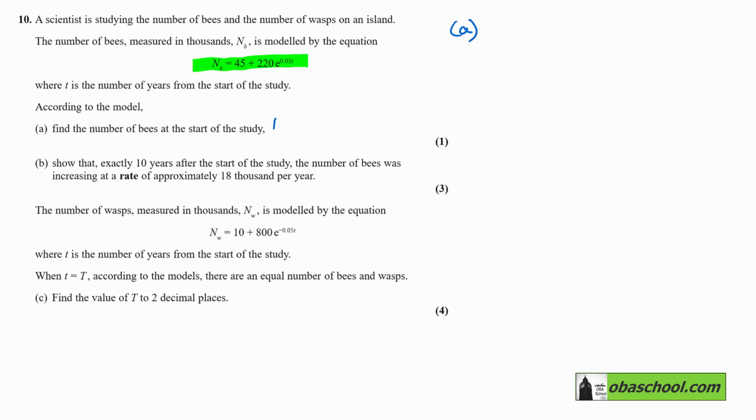Well, that's going to be when t is equal to 0. So NB would be equal to 45 plus 220 because e to the 0 is just 1. So that's 265. And remember, it's in thousands, so it will be 265,000.